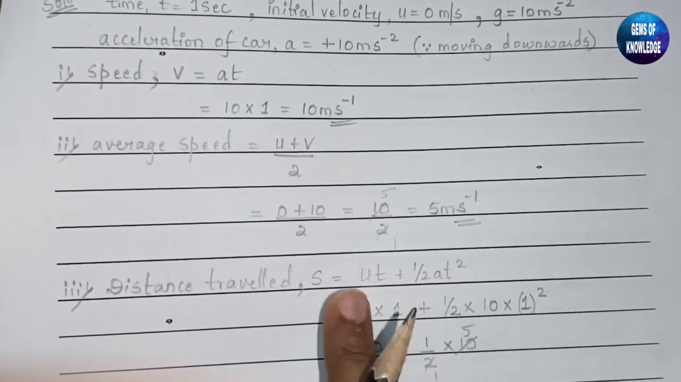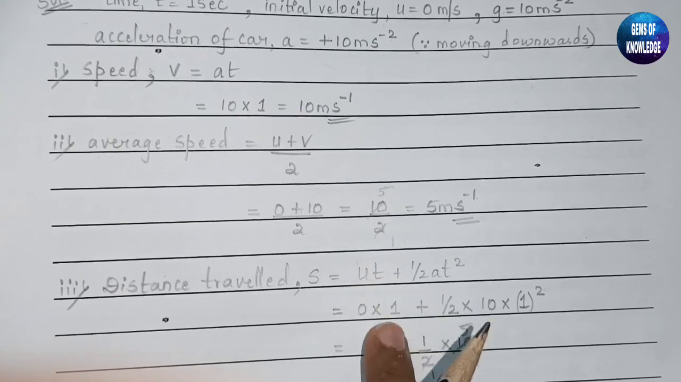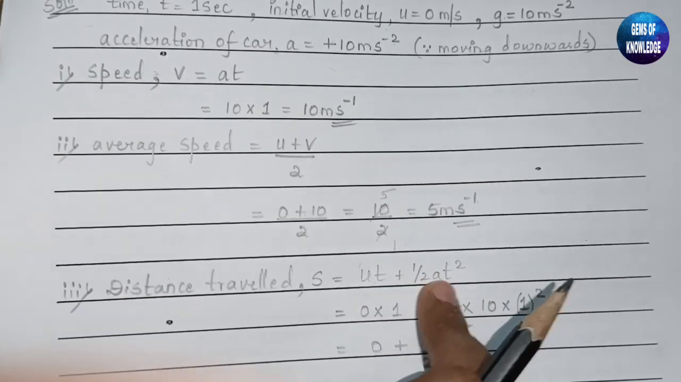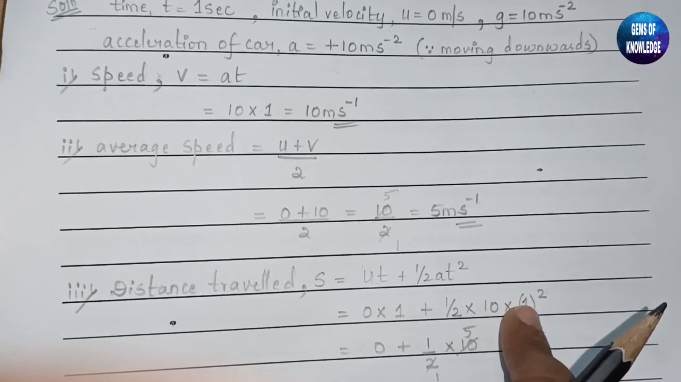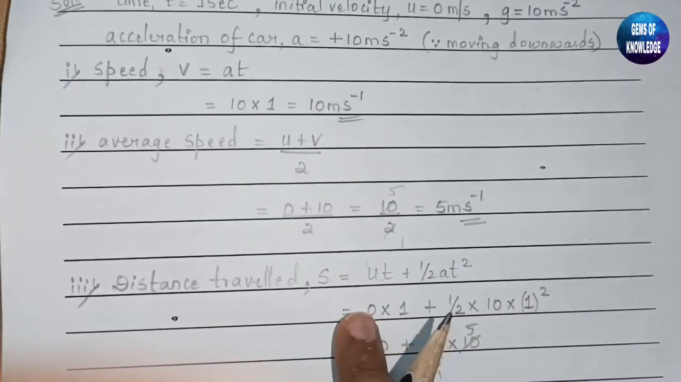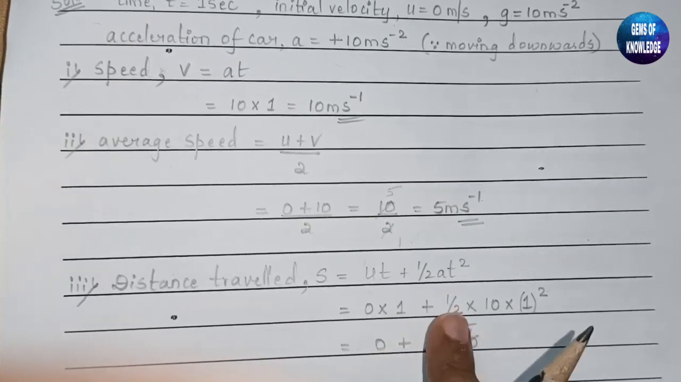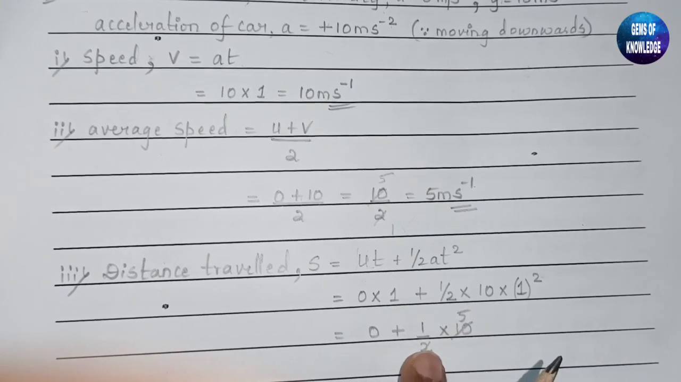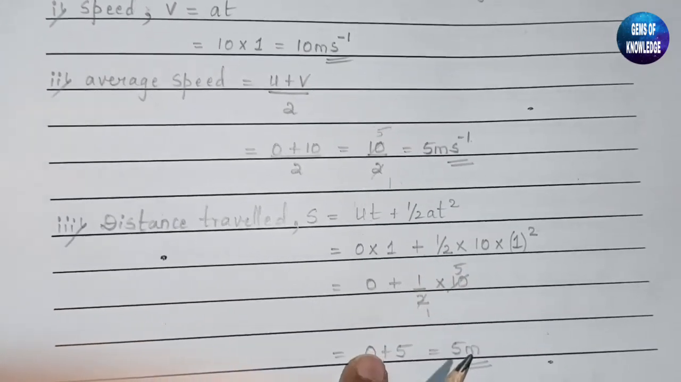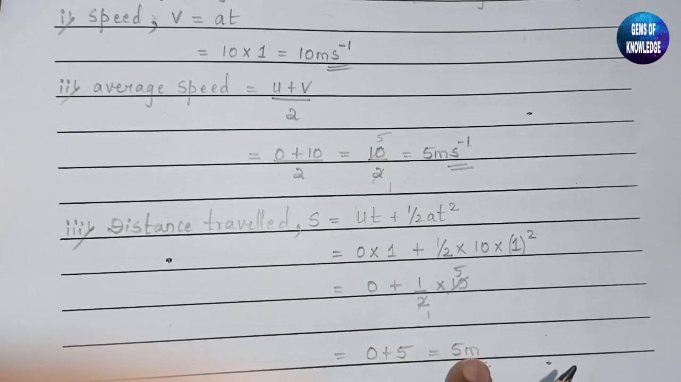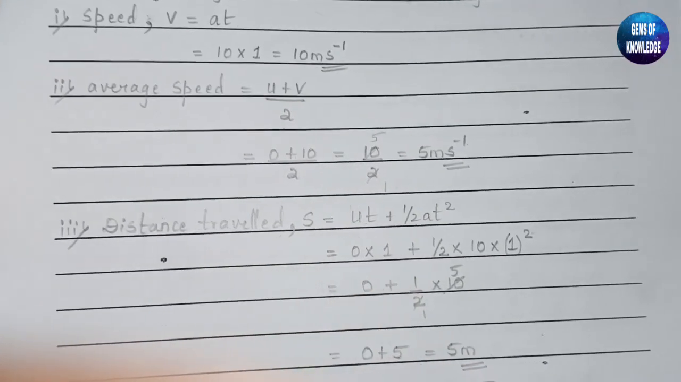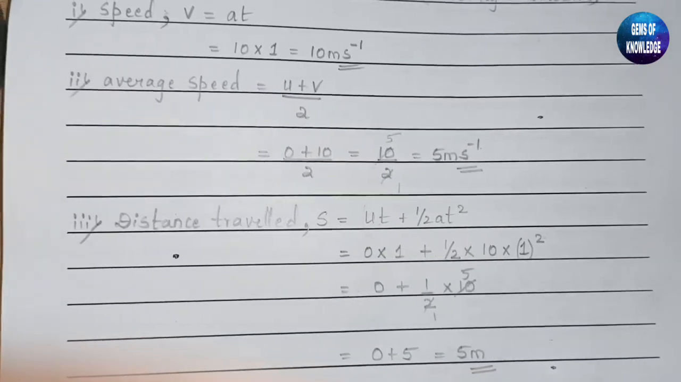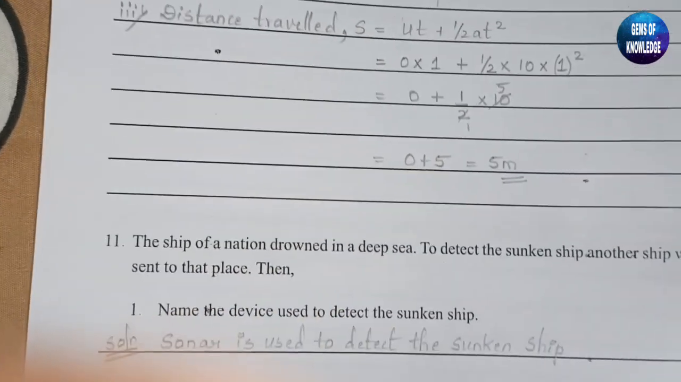Let us substitute the values. u is 0, t is 1, plus half into a is 10, and t square means 1 square, where t is time. So 0 into 1 is 0, plus half into 10 into 1 is 10 itself. So 2 fives are 10, and we get 0 plus 5, which is 5 meter. So the distance traveled, or height, is 5 meter. Okay, let's move to the next.